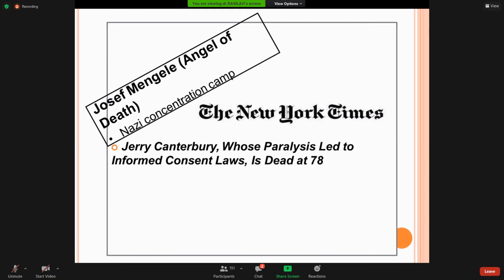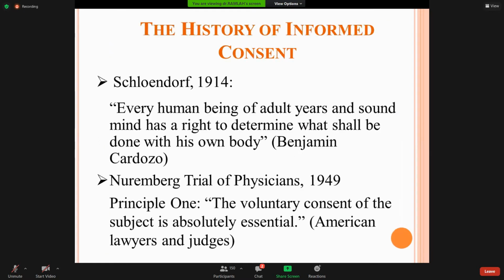Also, the news in those times was very famous, the Jerry Canterbury case, a paralyzed leg, where consent was not taken, and at that moment informed consent was not clear enough. He died after the spinal surgery. So there are millions of cases because of which the concept of informed consent has arisen.